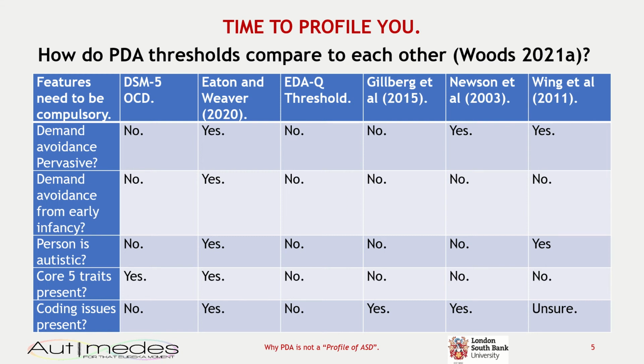So what this table shows you is certain traits or characteristics of PDA that are represented in different PDA diagnostic criteria and diagnostic thresholds in the PDA literature. You've got the DSM-5, the EDA-Q, that's the Extreme Demand Avoidance Questionnaire, Gilbert et al. 2015, Newson et al., and Wing et al. What you should see is differences in what features are present and what's needed to meet diagnostic thresholds for PDA. You can pause this slide if you want to read it in more detail, but the point I'm trying to make is that there are different diagnostic thresholds and different features in different PDA behaviour profiles.